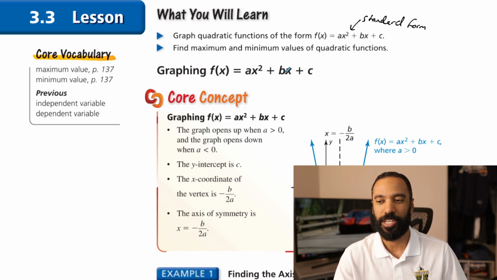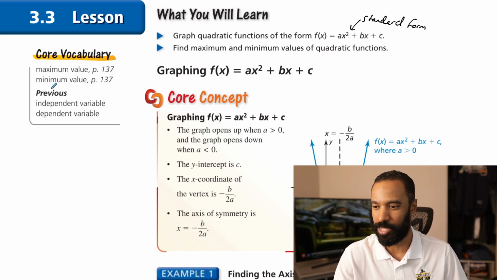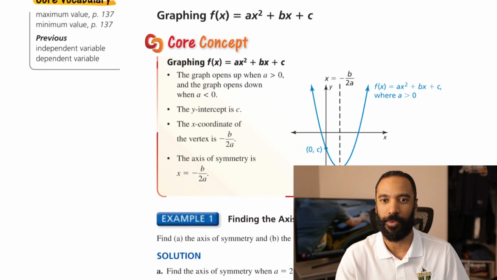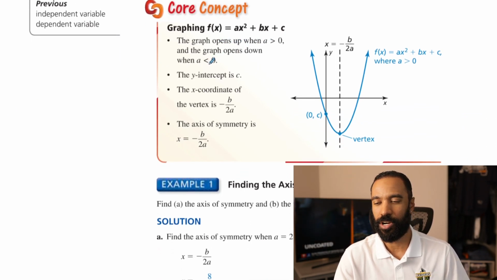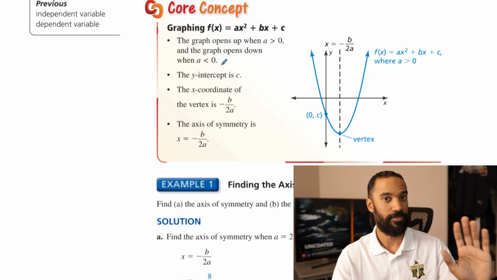Okay, graphing f of x equals ax squared plus bx plus c. And yep, they are doing it. Let's see what's going on. This core concept. The graph opens up when a is greater than 0 and opens down when a is less than 0. We've done that.